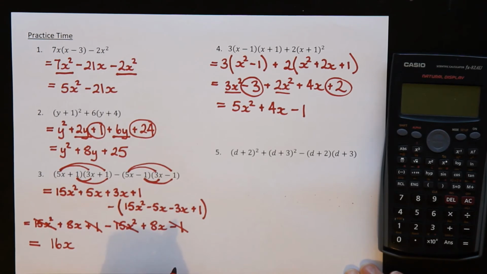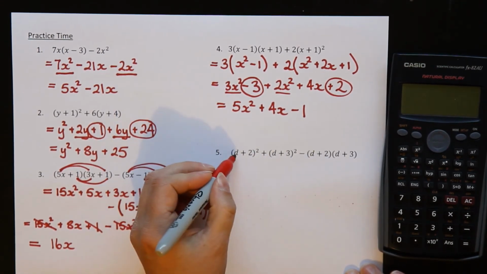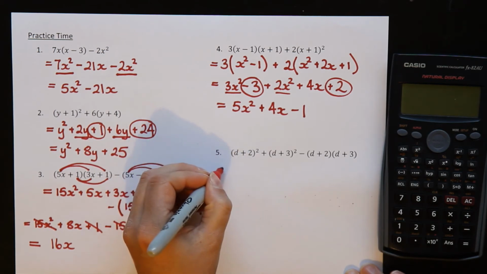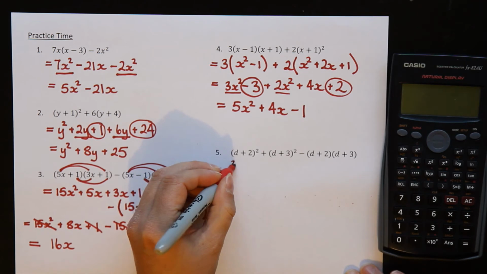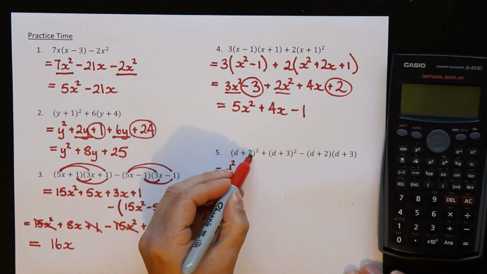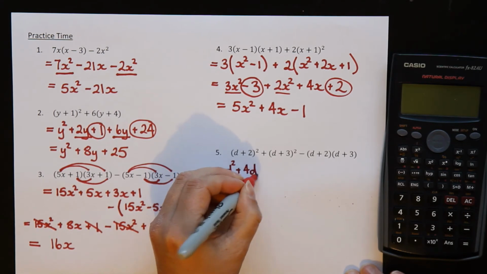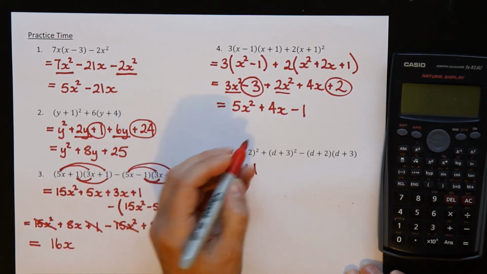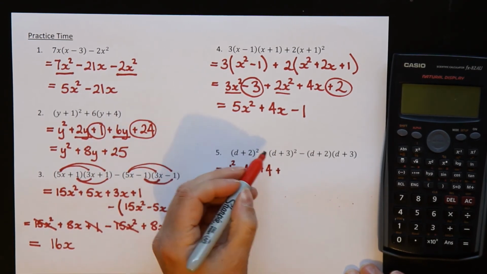Okay, one more question, question 5. 3 things to expand out here. So the first one is a perfect square. So d times d is d squared. D times 2 is 2d, but then we have to double that again to become 4d. Then 2 times 2 is 4. That's the first bracket. Okay, second bracket, plus.